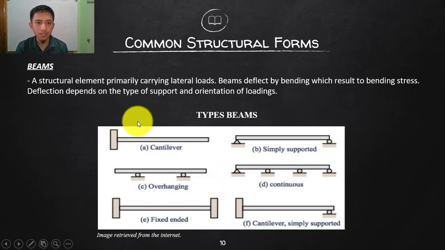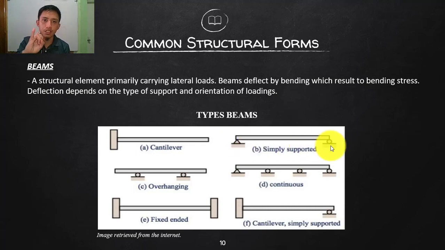So this is a cantilever, okay, that is a fixed support on one side, and the other side is free. Simply supported, okay, we have simple supports. If we say simple supports, that could be a roller. If we say roller, that is just restricting perpendicular to the axis. And then hinge, the other side could be a hinge. If we say hinge, that is restricting perpendicular and parallel to the axis.